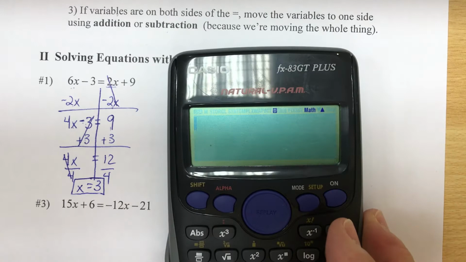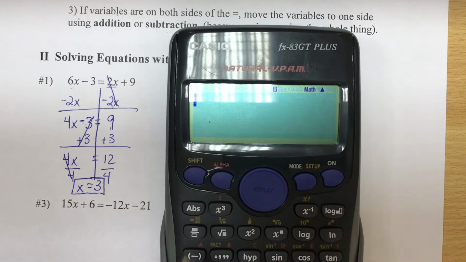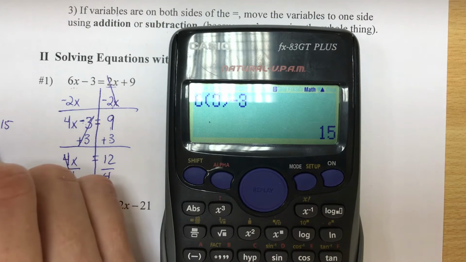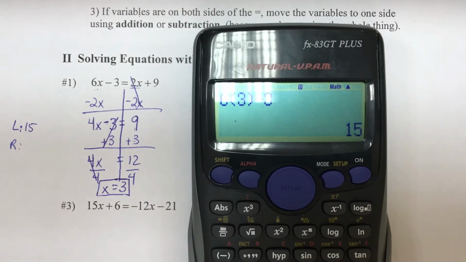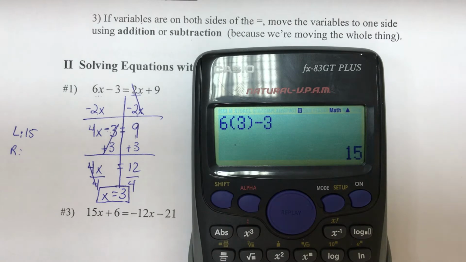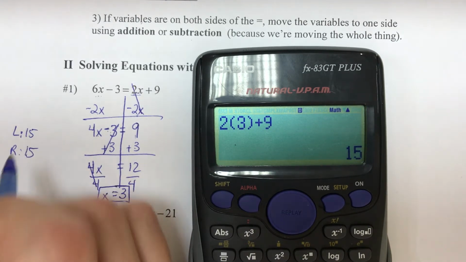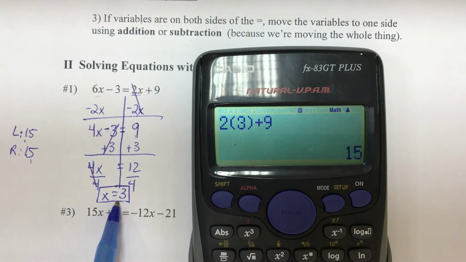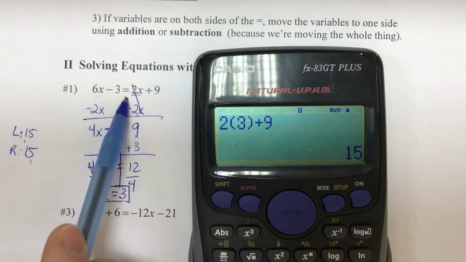Now what happens is that when I want to check this, I'm going to type the left side. So 6 times x minus 3. And I get a value, 15. So the left side is 15. And then the right side, I got to do the same thing. So now, 2 times x, which was 3, plus 9. Do we also get 15? We do. If the left and the right sides are equal, that means this is the correct solution. It made the equation true.